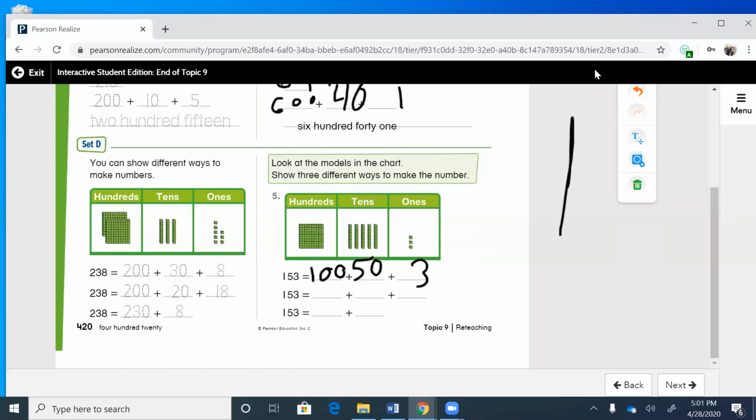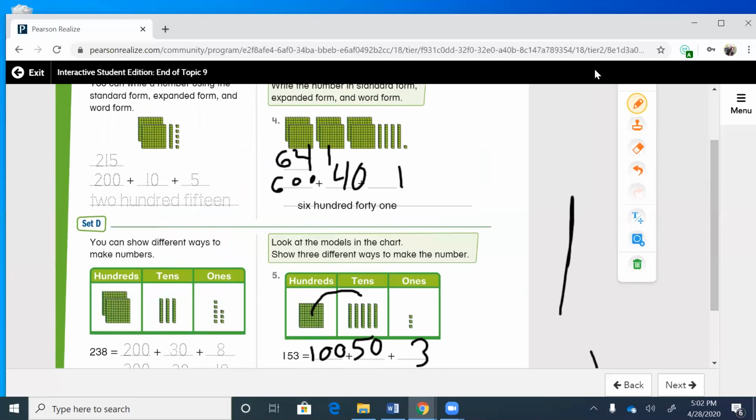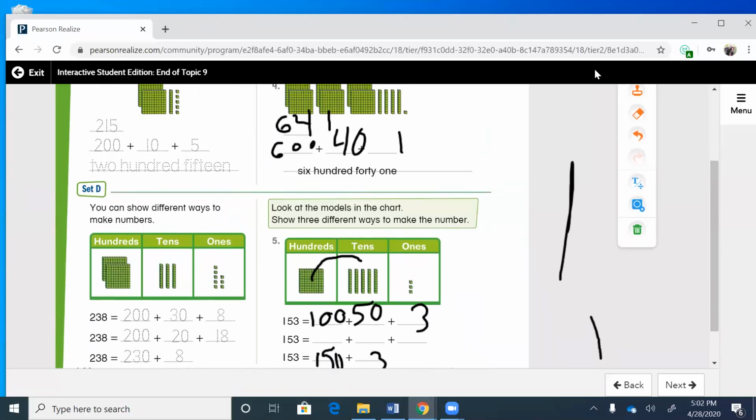All right, now we have to show another way. So here's what we can do. We can take this 100 and put it over here. So we would have 100 and 5 tens makes what? 150 plus 3. So I did the bottom one. All right, we have to come up with another way. So I was going to erase that line I drew.